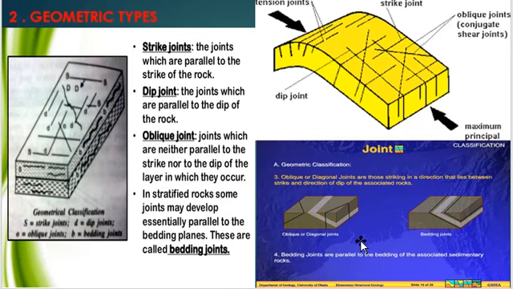Then extension joints, perpendicular to the axial plane. In release joints, parallel to the axial plane and perpendicular to extension joints. But in conjugate joints, clear-cut smooth perpendicular or oblique crisscross joints.